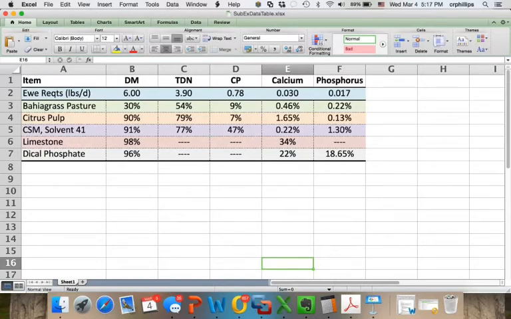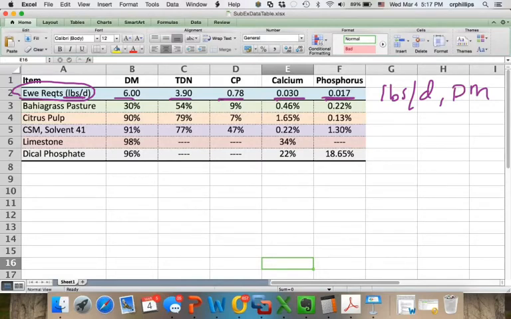what I want to make sure we're clear on is that the first thing we have in the table is the requirements of the sheep. Okay, and so these are some Katahdin hair sheep type ewes. They are eating about 6 pounds of dry matter per day. They are requiring 3.9 pounds of TDN. Notice I label the units as pounds per day. And so all of these requirements that we have for TDN, protein, calcium, and phosphorus are in pounds per day on a dry matter basis. All of this data is on a dry matter basis.